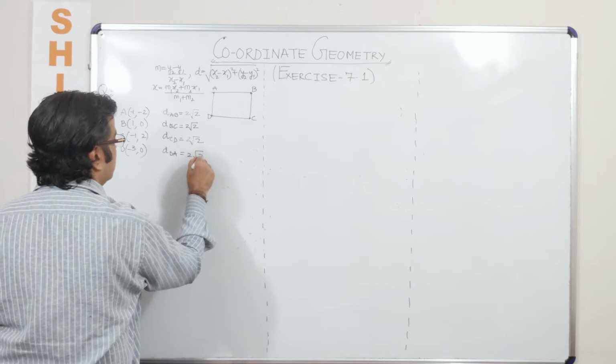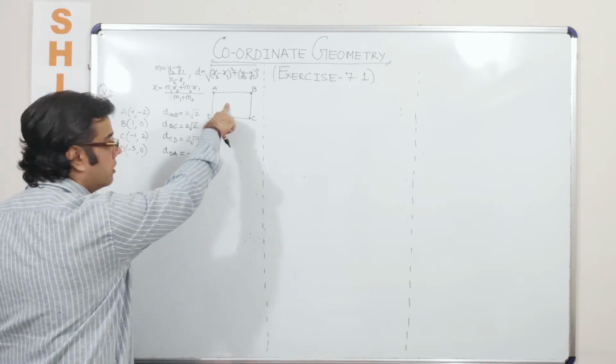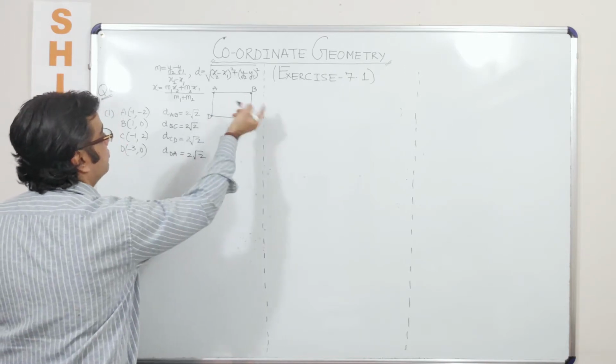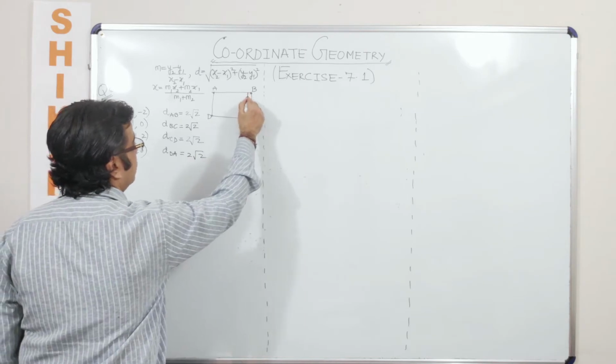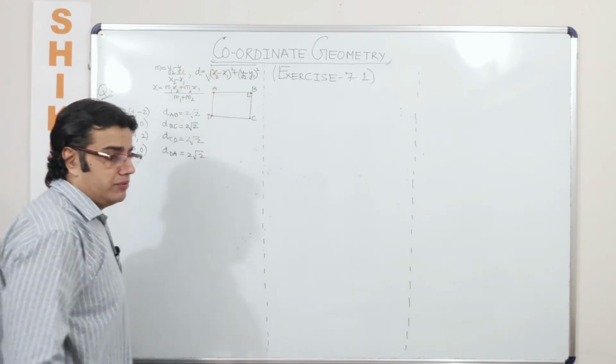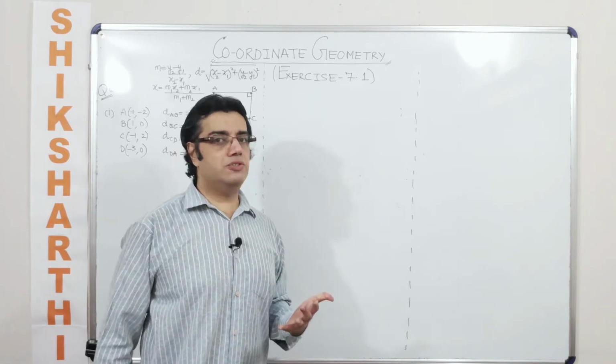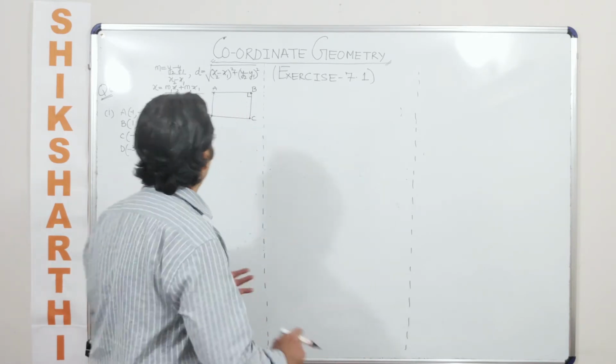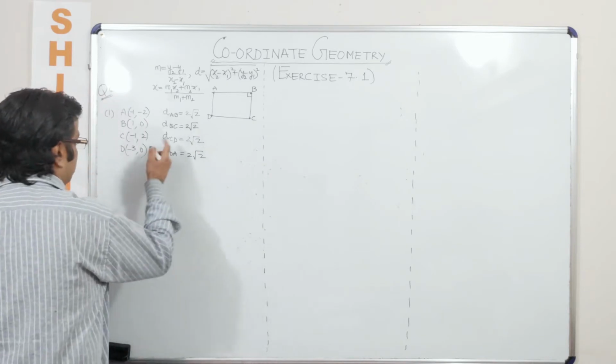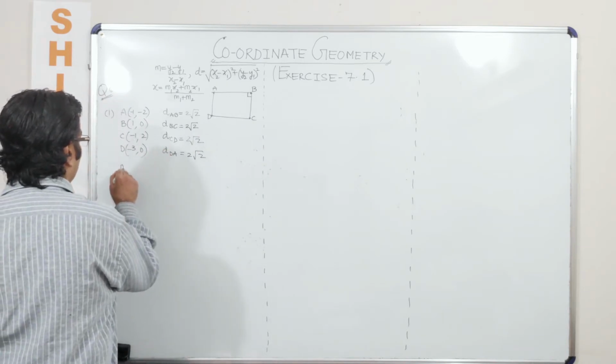So in all likelihood, this is either a square or a rhombus. Now in order to prove that this is a square, if only one vertex angle comes out to be 90 degrees, don't waste your time further, because in any case it is going to be a square, it will not be a rhombus. For that we just need to use the formula of the slope.